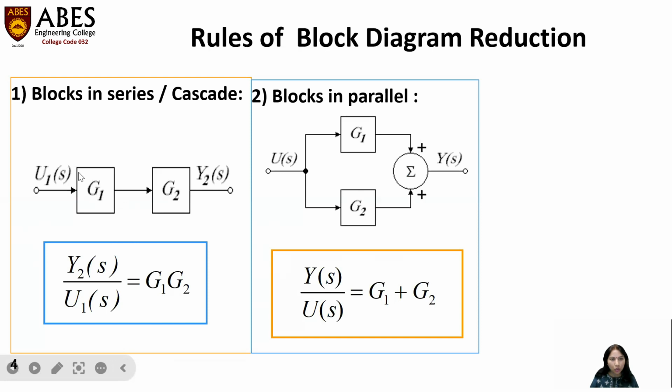I want to convert these two blocks into a single block. How will I do this? I will just multiply the gains of these blocks. Whenever the blocks are connected in cascade, we have to multiply the gains of the individual blocks. Here two blocks are there, so we will multiply G1 into G2.